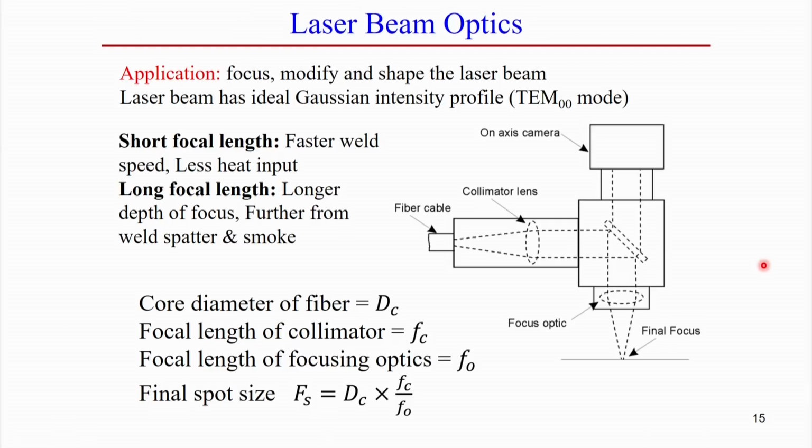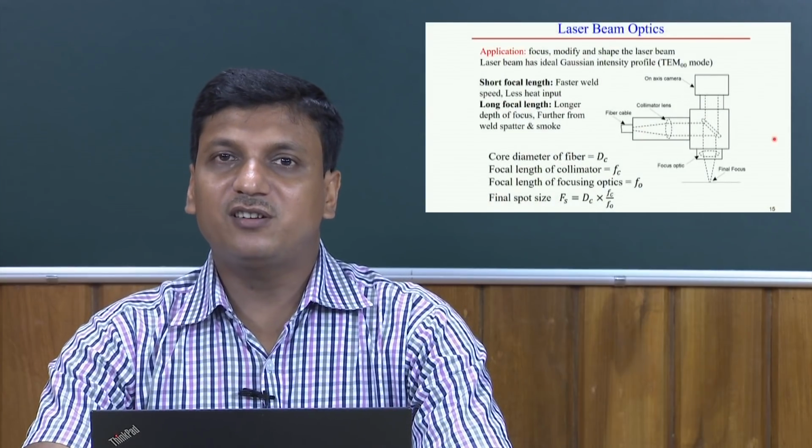So, to balance the amount of energy, this laser can be used at very high speed. And the other thing is that if the laser is focused with a short focal length, then less heat input can be used. But a long focal length means a longer depth of focus. Of course, a long focal length decreases the intensity, but the advantage is that it is on the safer side when there is a formation of weld spatter and smoke.